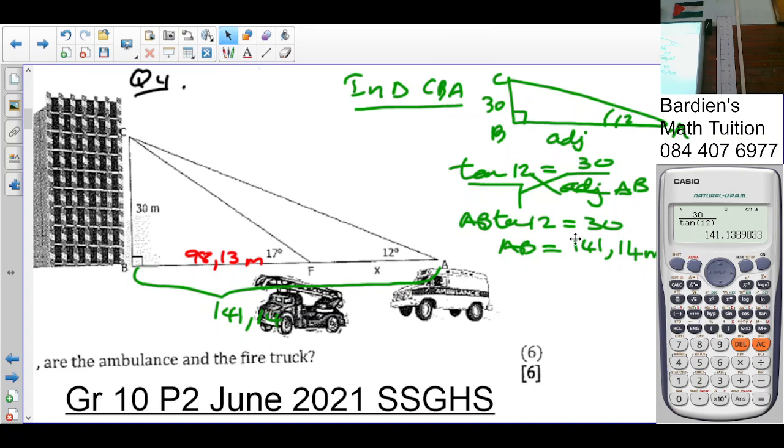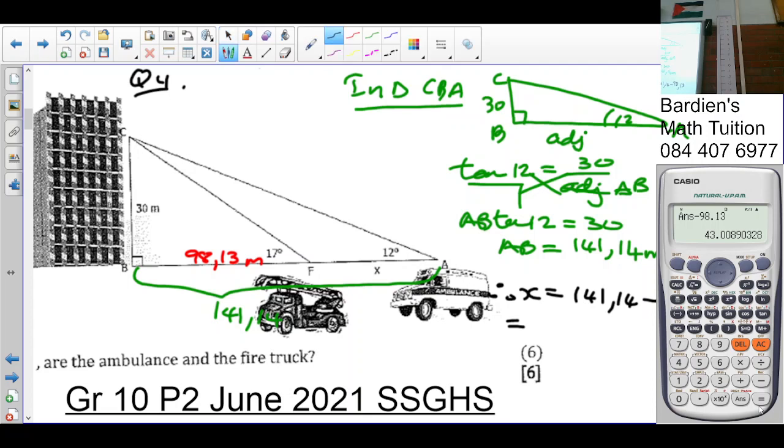So how are you going to calculate X? Therefore X is equal to 141.14 minus 98.13, which is 43 meters. Okay, do you guys understand? Any confusion?